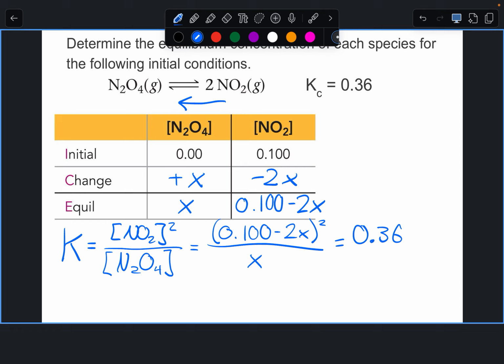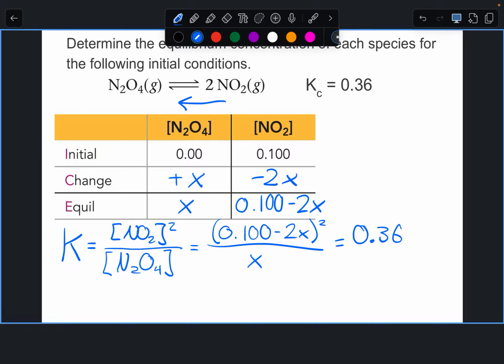Okay, I definitely want you to be comfortable getting to this point. So we define the change has to go in the reactant direction. So we're subtracting off of the products 2X because the coefficient is 2, and then adding to the reactants. So now we define equilibrium by initial plus the change. And then we go ahead and plug those equilibrium values into the K expression. So that quantity squared and then over X.